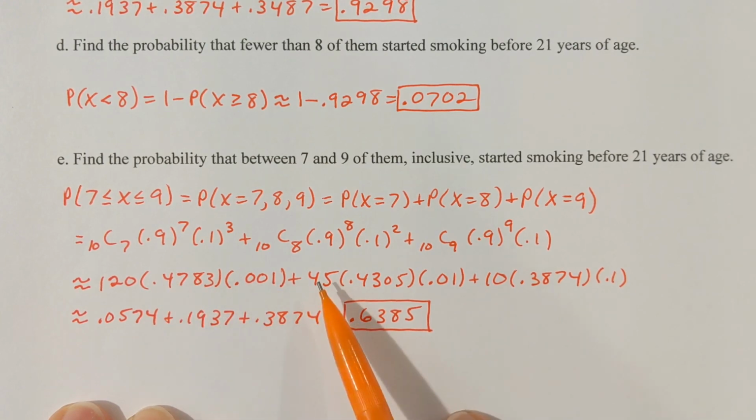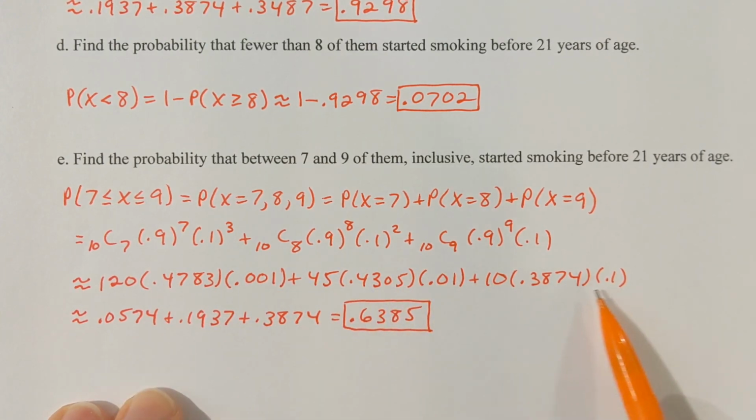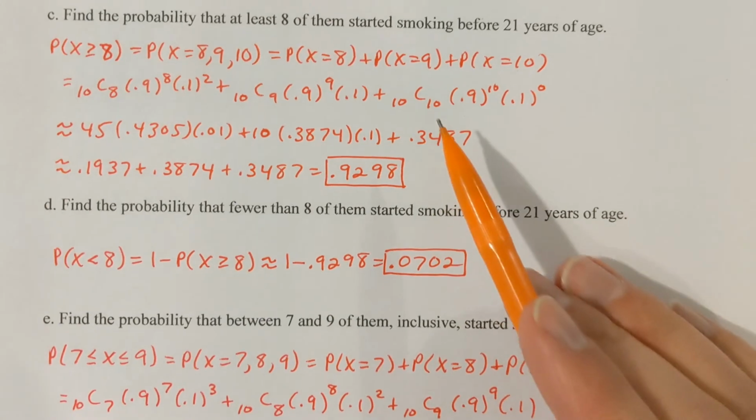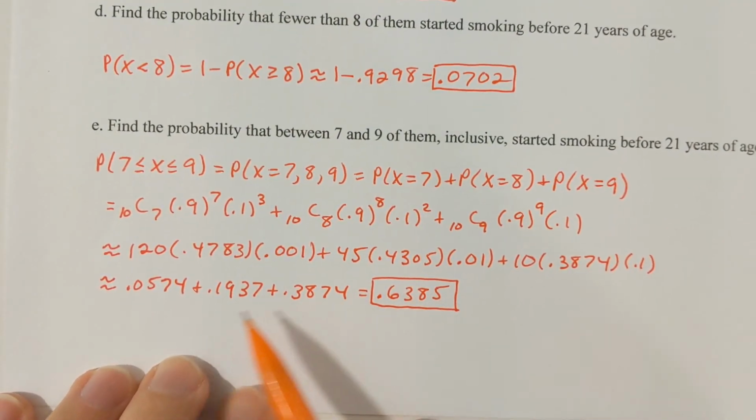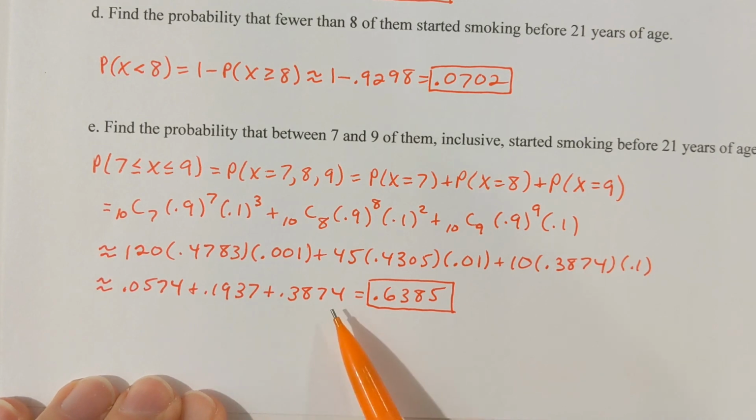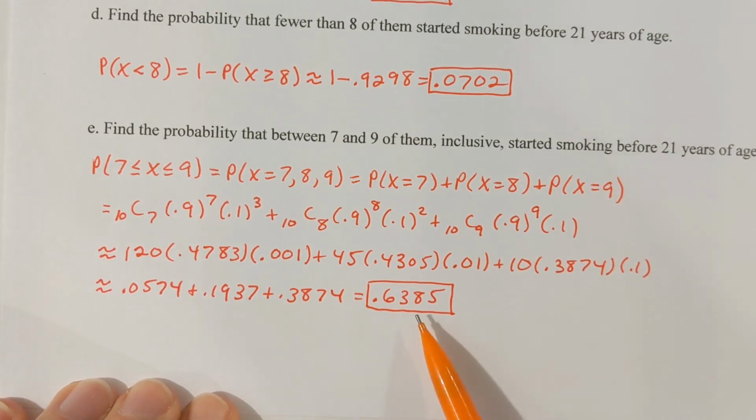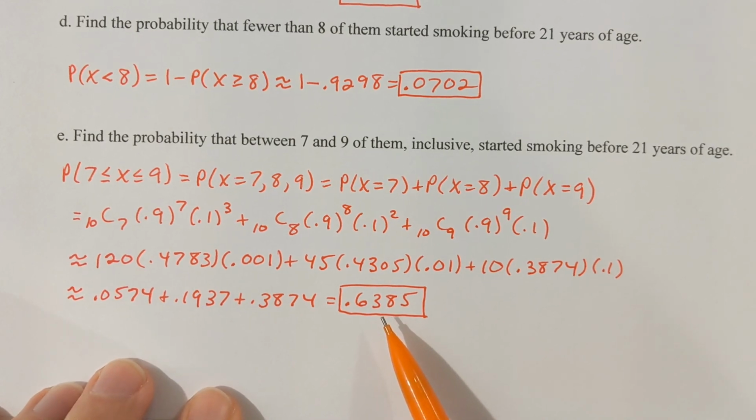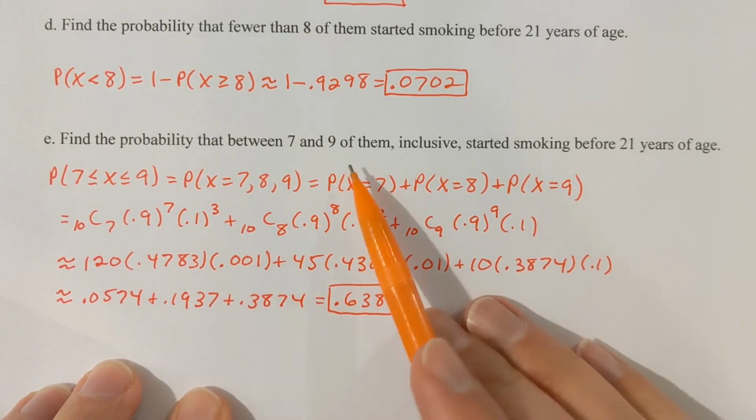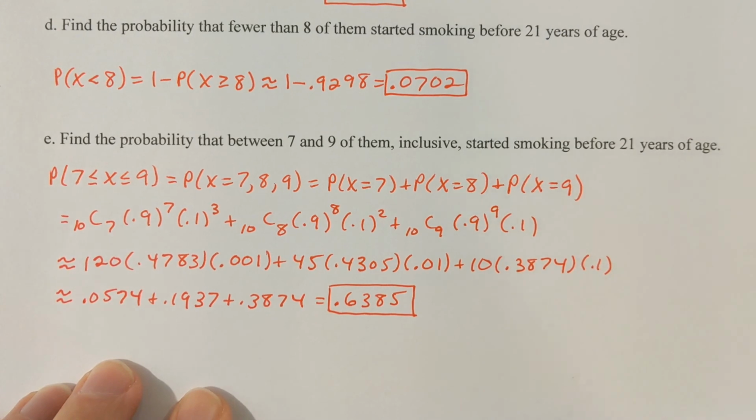I've got those numbers there. The other two have already been figured out from our work done earlier, right here. And so here are the 3 probabilities that you would get in simplified form. When you add them together, it looks like there's roughly a 63.85% chance that between 7 and 9 of them inclusive would have started smoking before turning 21 years of age. Okay. And I'll stop the video right there.